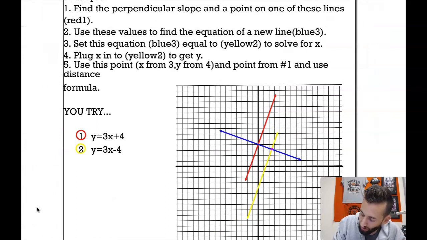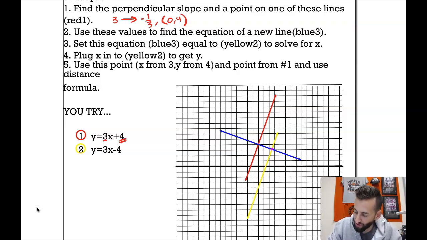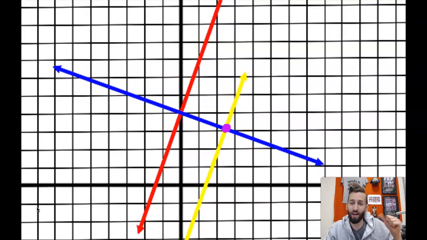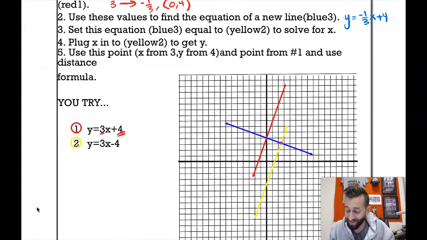So we want the slope of the red line, which is 3, but I want the opposite reciprocal. So I'm going to transfer that. Here's my slope, 3. I'm going to transfer that to negative 1/3. And I want a point from that, which is 0, 4, my y-intercept. Step number 2, I make a new equation and I graph it. So my new equation, y equals negative 1/3 x plus 4. That's the blue line. Now, if I graph it and that purple point here was nice, I would be like, yay, hooray. But it's not nice.